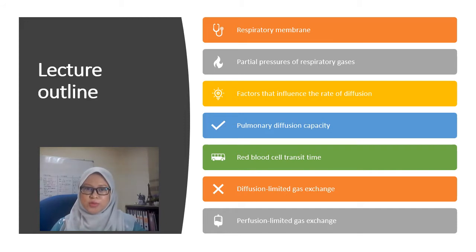In this lecture, we are going to learn about respiratory membrane, partial pressures of respiratory gases, factors that influence the rate of diffusion, pulmonary diffusion capacity, red blood cell transit time, and the two types of gas exchange limitation, which are diffusion limited and perfusion limited.